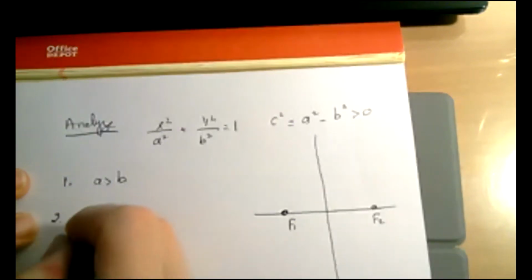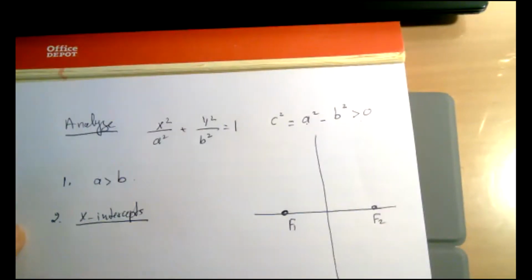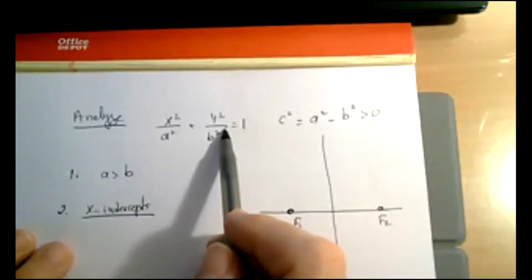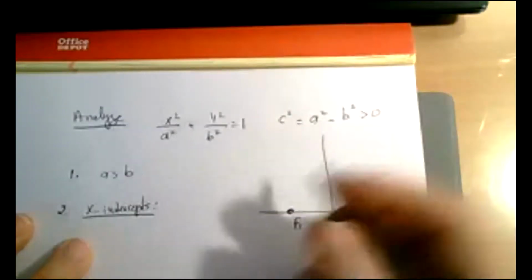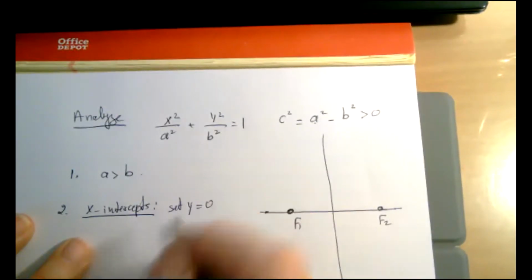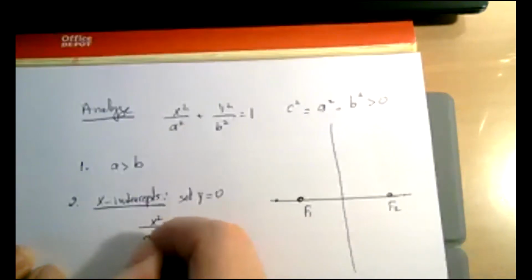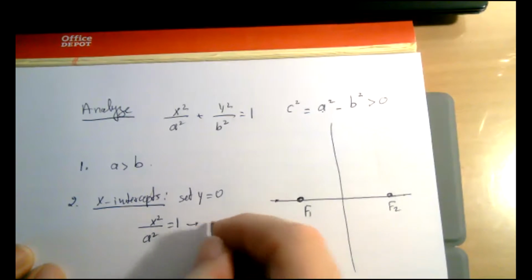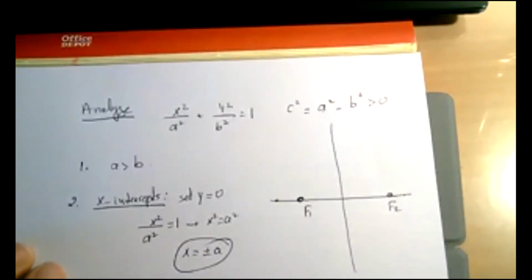2. What is the x-intercept? This analysis will help us draw ellipses very easily. We know what the equation looks like, but now we have to draw them. How do we find the x-intercept? It means where does the ellipse intersect the x-axis? So we set y equal to 0. If y equals 0, I will have x squared over a squared equal to 1. It means x squared is a squared, so x is plus or minus a. This tells me that the intercept occurs at plus or minus a.